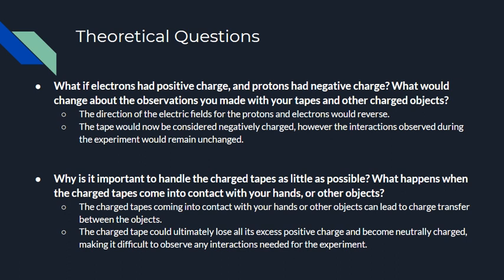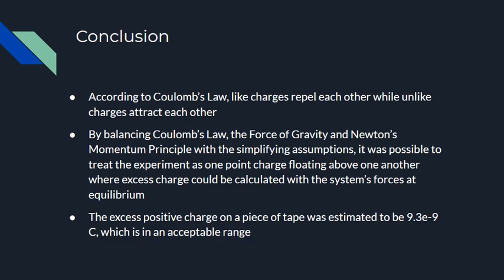Why is it important to handle the charged tapes as little as possible, and what happens when the charged tapes come into contact with your hands or other objects? The charged tapes coming into contact with your hands or other objects can lead to charge transfer between the objects, meaning that negative charges from your hand or other objects would transfer to the positive tape, attempting to make it neutral. The charged tape could ultimately lose all its excess positive charge and become neutrally charged, making it difficult to observe any interactions needed for the experiment.